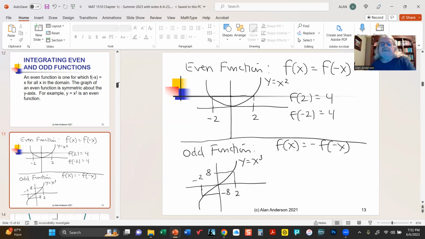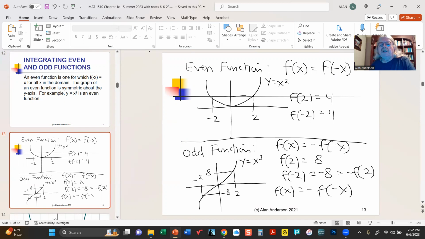So that means that f of 2 is 8. F of negative 2 is negative 8, which equals negative f of 2. Or in other words, we could say f of x is negative f of negative x. And so therefore, this is an odd function.